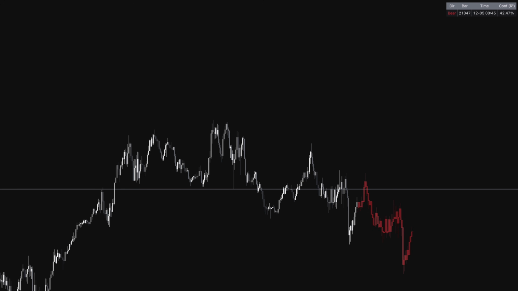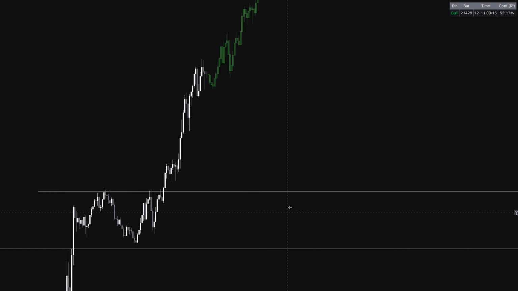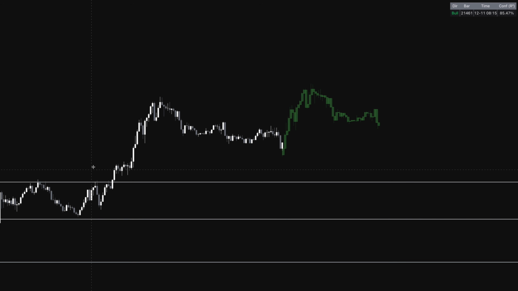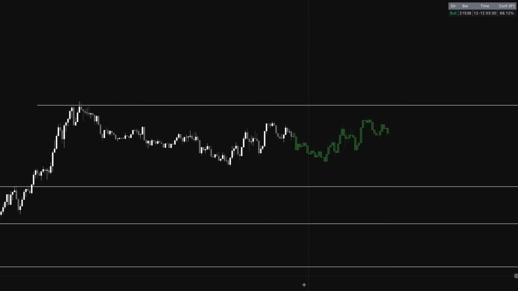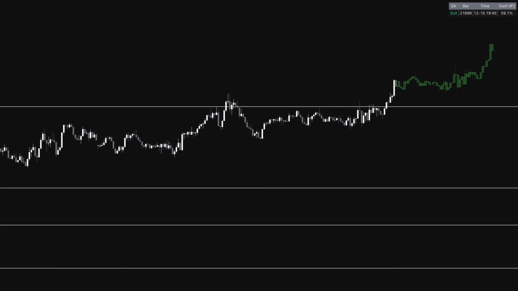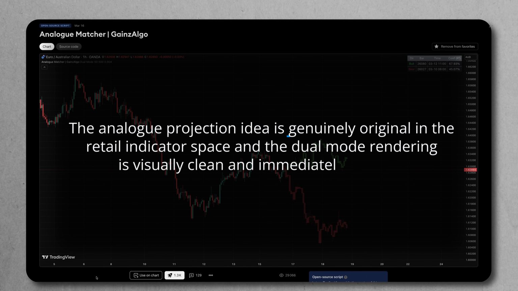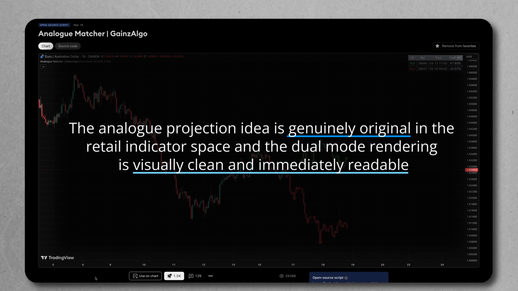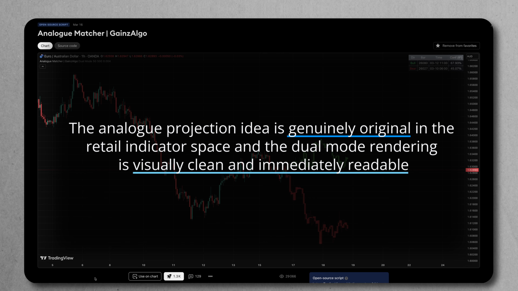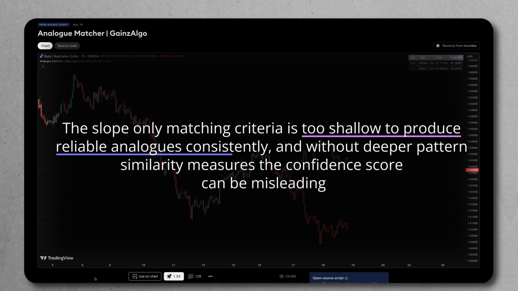The limitation is fundamental to the approach. Linear regression slope is a fairly coarse fingerprint for a price pattern. Two periods with identical slopes can look completely different structurally, and the look-back is capped at 500 bars by default, which on higher timeframes covers very little history. Performance may also degrade on the last bar recalculation loop at scale. The analog projection idea is genuinely original in the retail indicator space, and the dual mode rendering is visually clean and immediately readable. The slope-only matching criteria is too shallow to produce reliable analogs consistently, and without deeper pattern similarity measures the confidence score can be misleading.